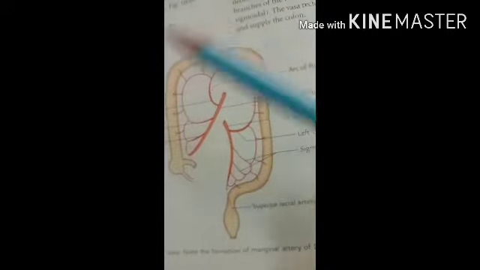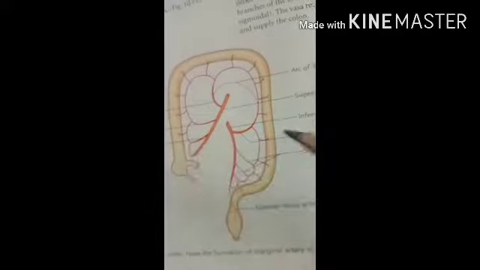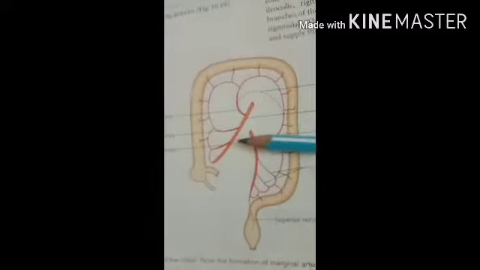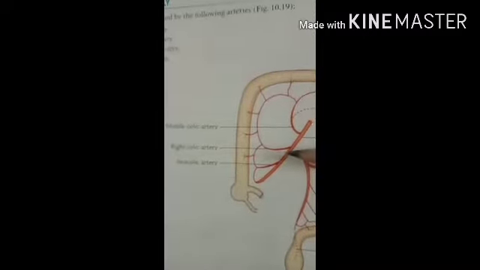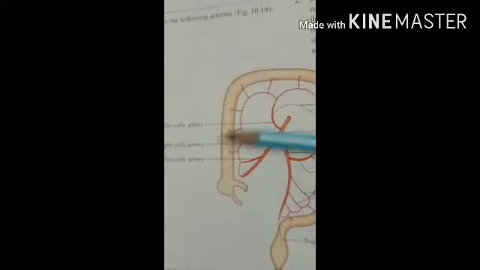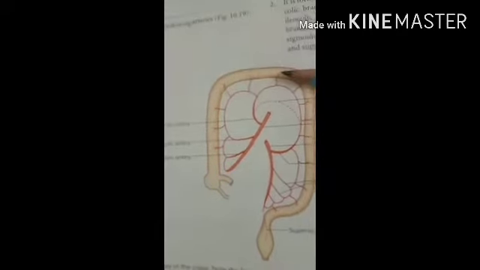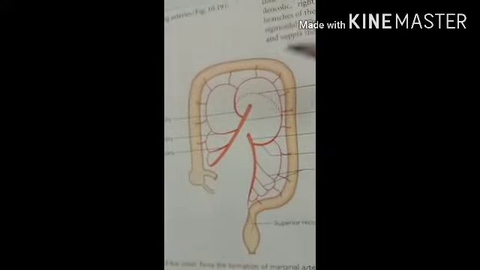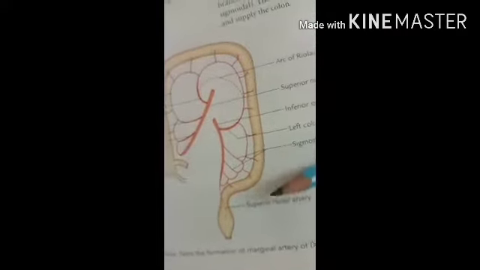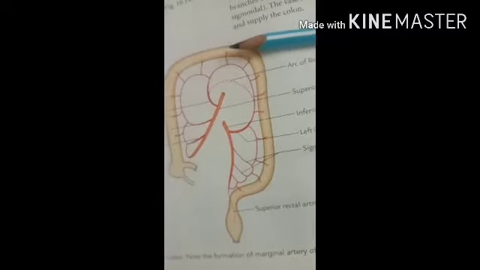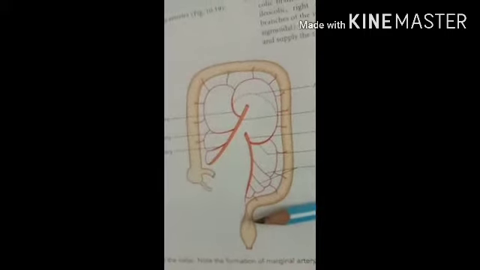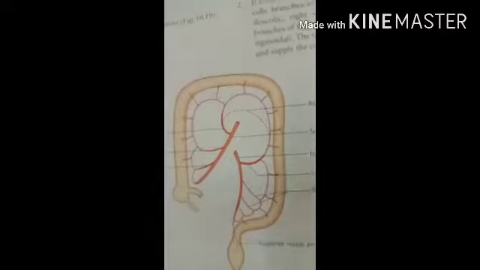So mostly the branches of the superior mesenteric artery and the inferior mesenteric artery supply the different parts of the colon. The superior mesenteric artery gives the ileocolic artery, right colic artery and middle colic artery, which supply the cecum, ascending colon and the major part of the transverse colon. And the inferior mesenteric artery forms the left colic artery, sigmoidal artery and the superior rectal artery. These supply the remaining part of the transverse colon, descending colon, sigmoid colon and the upper part of the rectum. Okay?